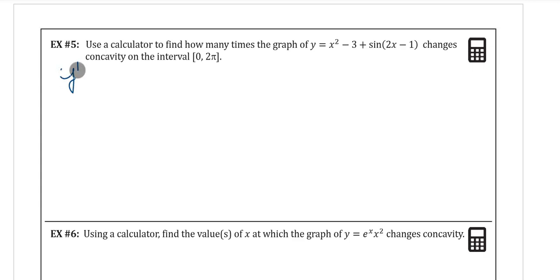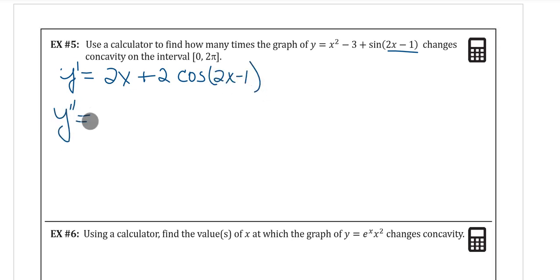So y prime is going to equal 2x, the 3 will go to 0, I have to use the chain rule there, so that's going to give me plus 2 cosine 2x minus 1. And then to take the second derivative, I'm going to get 2, and then minus, and again do the chain rule, so minus 4 sine 2x minus 1. Now what I'm looking for is where this equals 0. So that's what I'm going to put in my calculator.